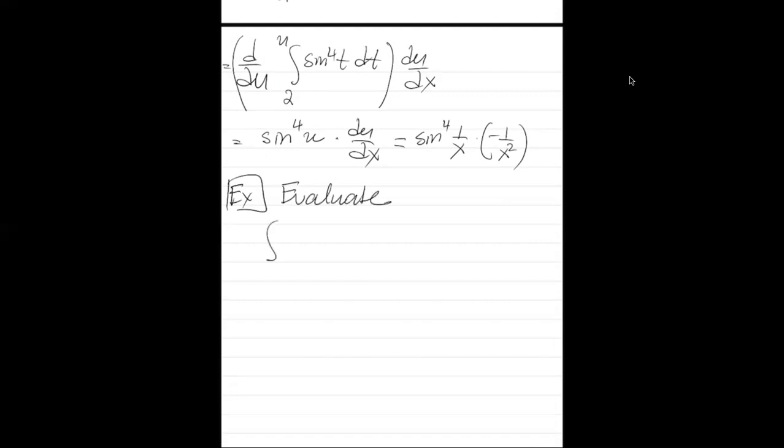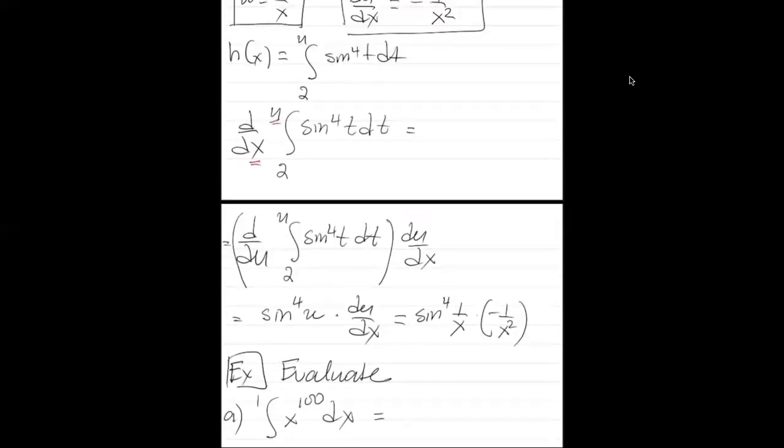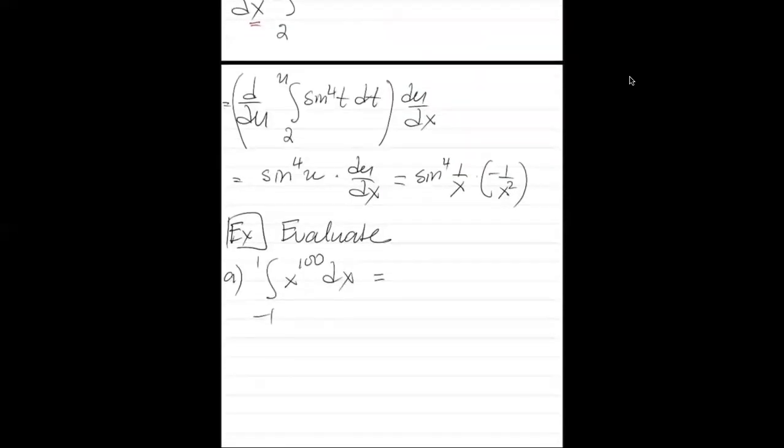Integral, I'm going to call this a. Integral from negative 1 to 1, x to a power 100 dx. So obviously we have a definite integral, so we're going to use the evaluation theorem, which is part 2 of the fundamental theorem of calculus. So far in our examples here, we applied fundamental theorem of calculus part 1. Now we have part 2, which is our evaluation theorem.